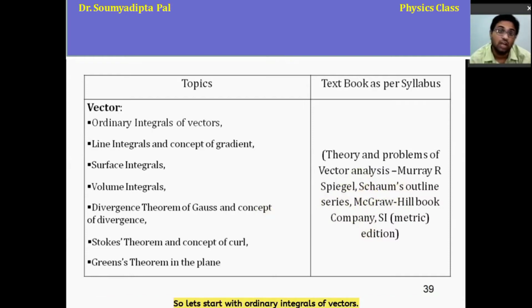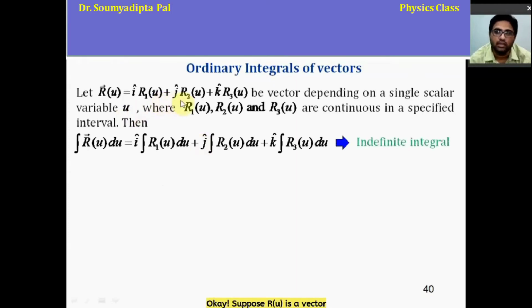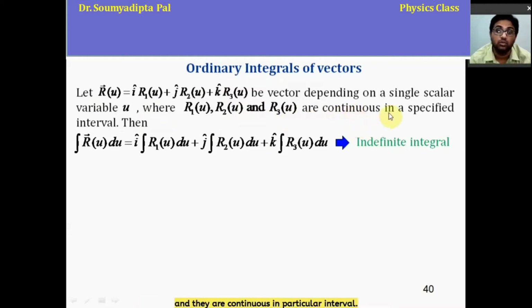So let's start with ordinary integrals of vectors. Although you have read it in your 12th class, let me quickly remind you what it is. Suppose R(u) is a vector and it depends on a single scalar variable u. For example, time is such a type of scalar variable. And here these R1, R2, R3 components are all dependent on u, and they are continuous in a particular interval.